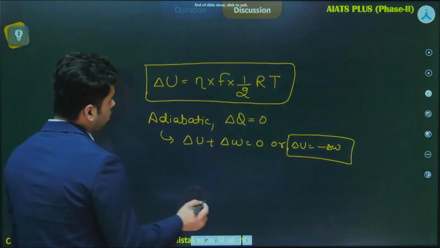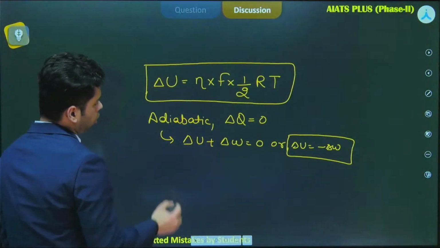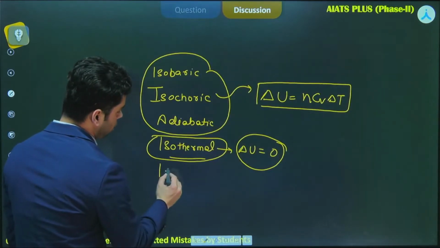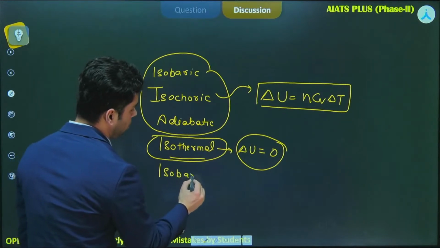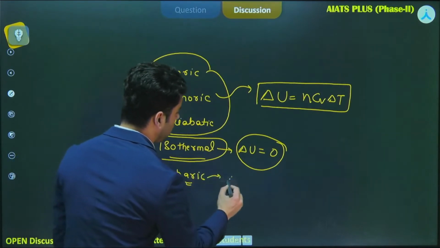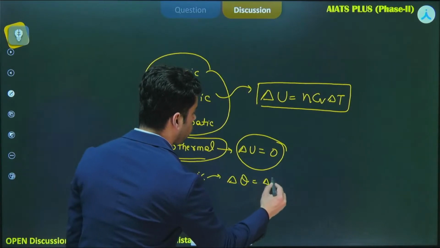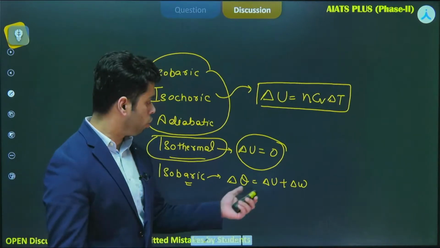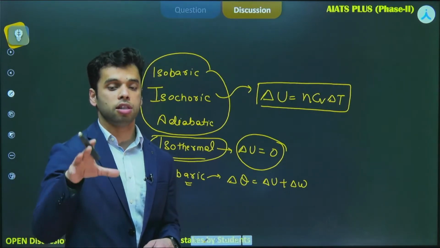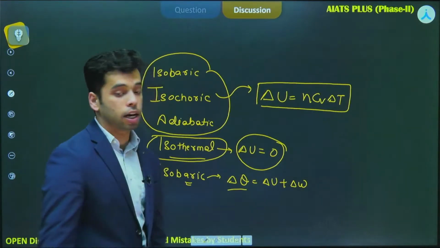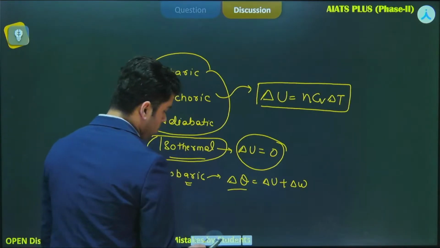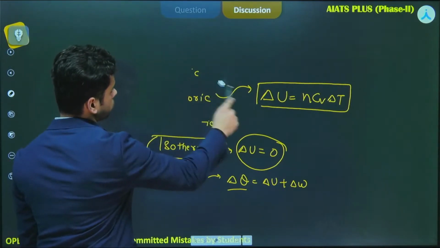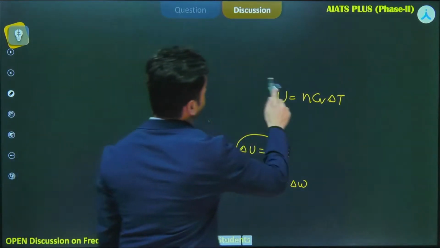And if I talk about the isobaric process, for the isobaric process, again delta Q is equal to delta U plus delta W, right? And what is the expression for delta Q for the isobaric process? Can anyone put the answer in the comment box? What should be the expression for delta Q?